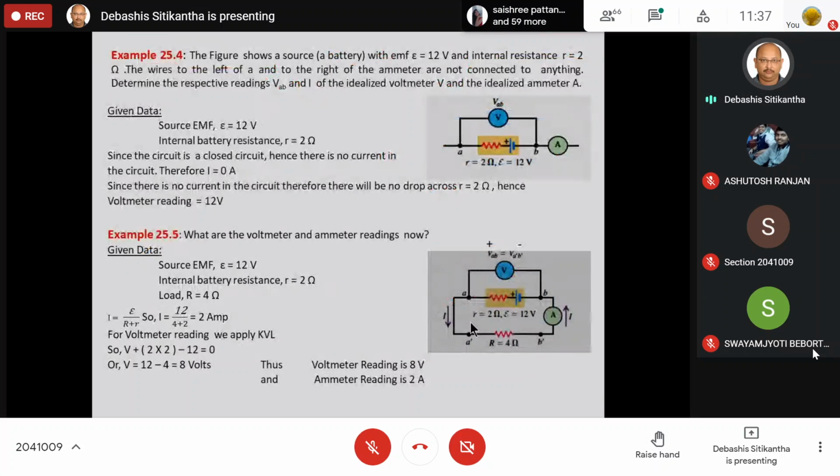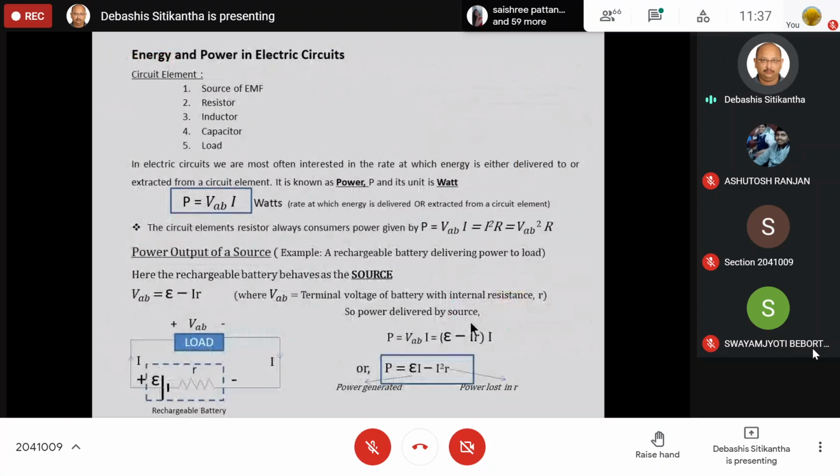Next, problems we will do in the lab class. Now let us try to complete this chapter in theory. The next thing that we need to learn is the energy and power in an electric circuit. Rather, I will say DC electric circuit, because AC power and DC power are completely different. So we'll only concentrate on the power consumed by DC circuits.